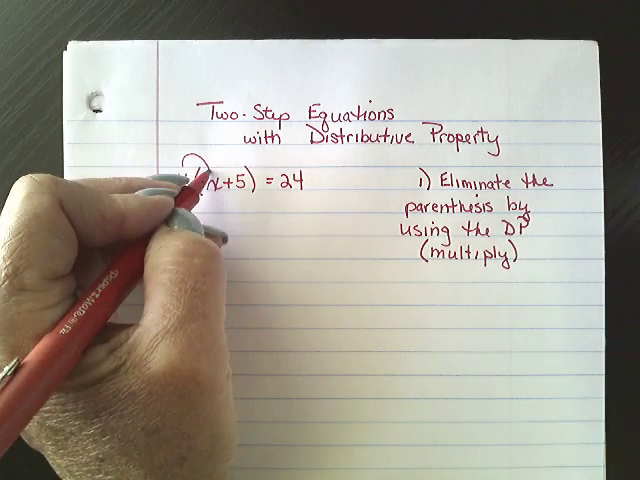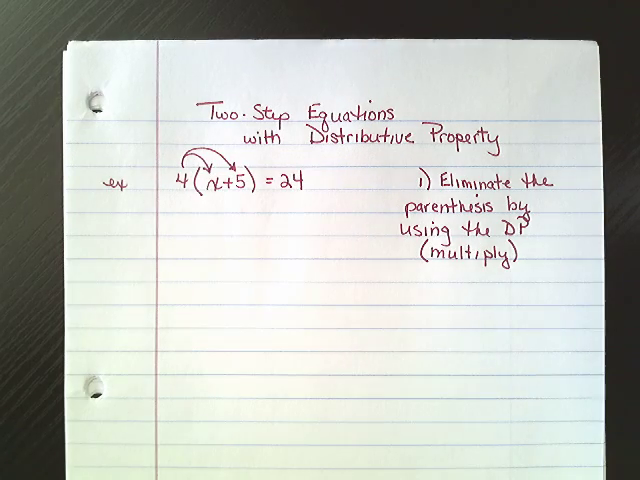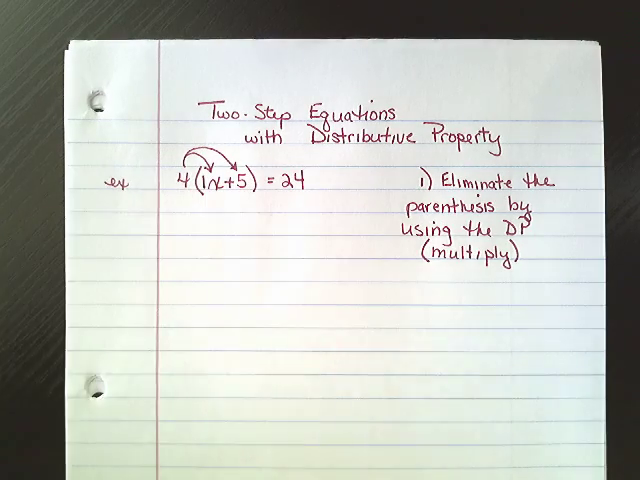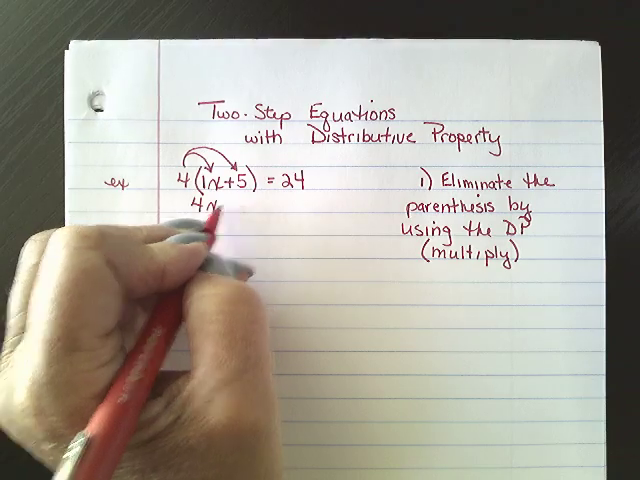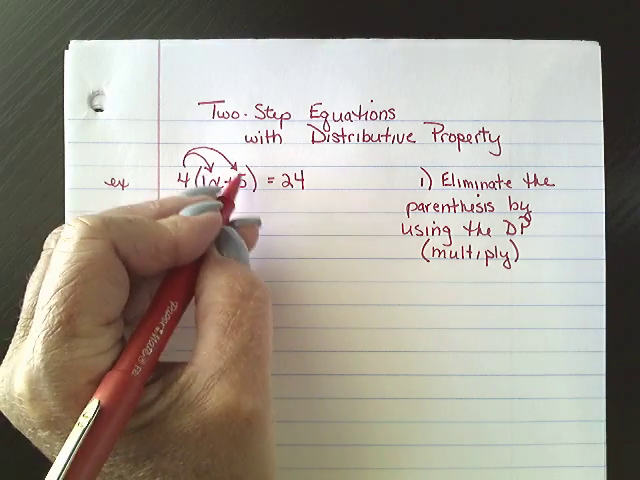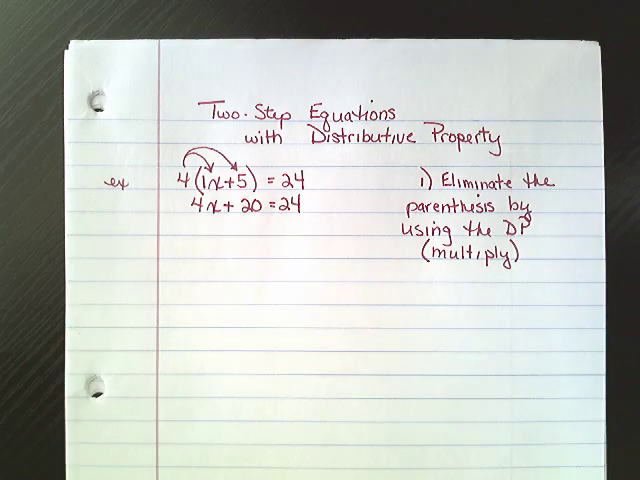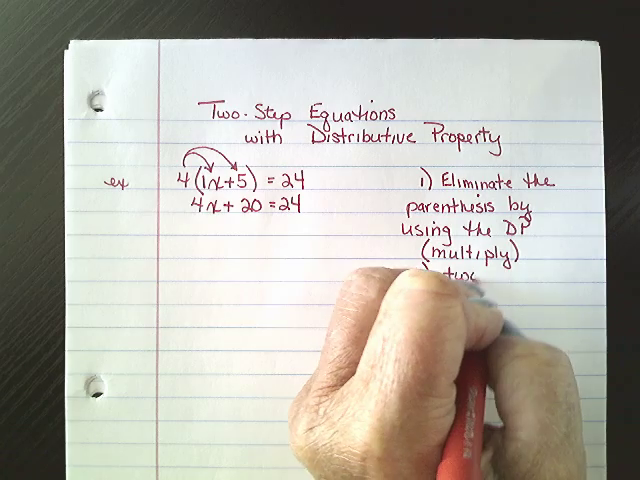So I'm going to take the 4 and multiply by x, and the 4 and multiply by 5. Now remember, there's a 1 in front of this x, so 4 times 1x is 4x, plus 4 times 5, which is 20. Now that is going to bring us to our two-step equation.